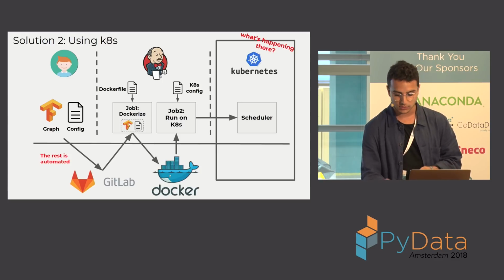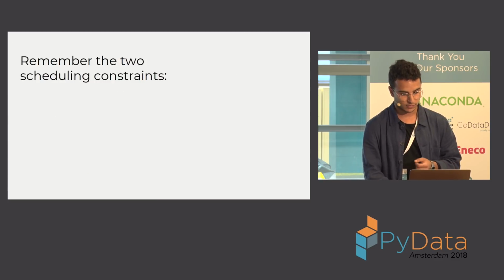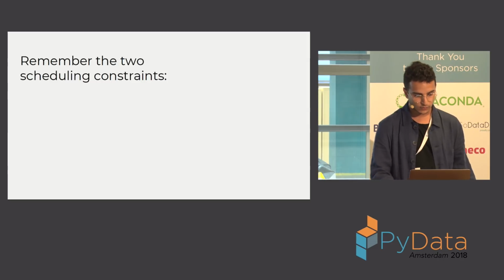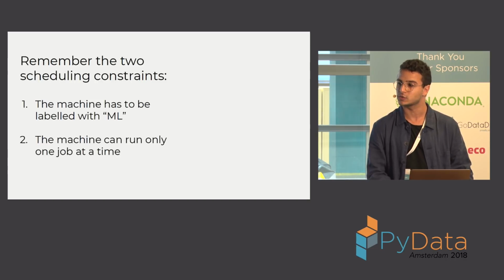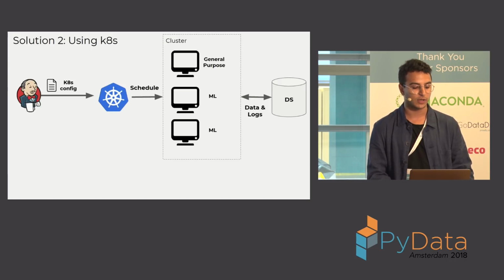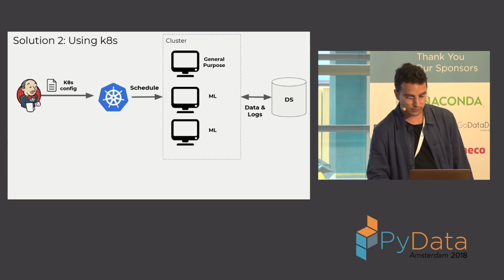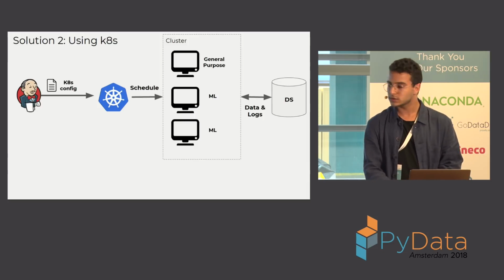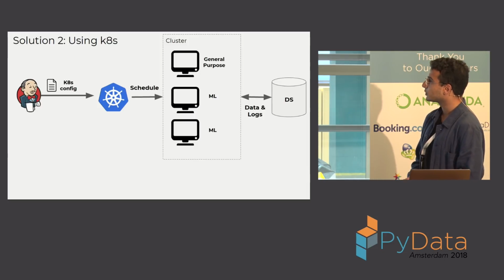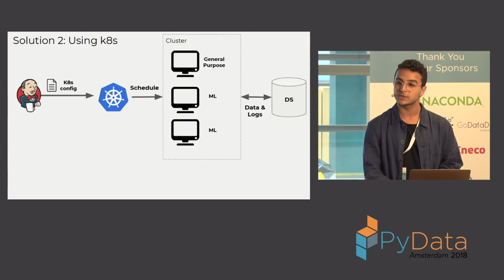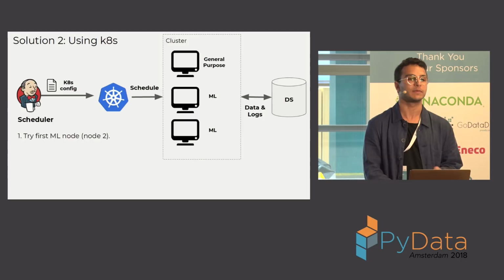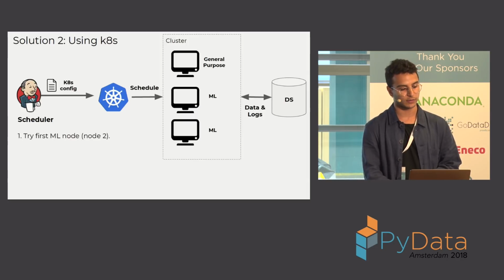So the question here comes, what's actually happening here? So again, remember the two scheduling constraints. We have machine learning machine that has to be labeled with machine learning. That's one thing. And the other thing, machine can only run one job at a time. So let's demonstrate this. So you have Jenkins, which just scheduled a job to Kubernetes. And then we have this cluster with different machines with different types. And then the question will be, what actually happens behind the scenes? How is the scheduling being done?